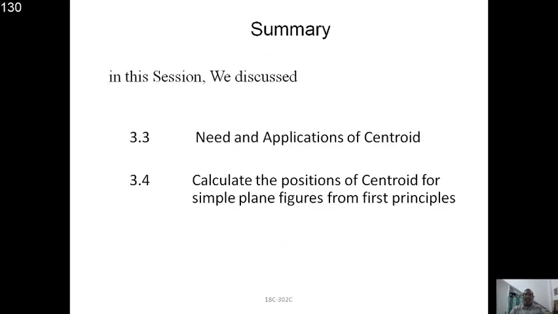In this session, we discussed the need and applications of centroid, and calculated the positions of centroid for simple plane figures from first principles.